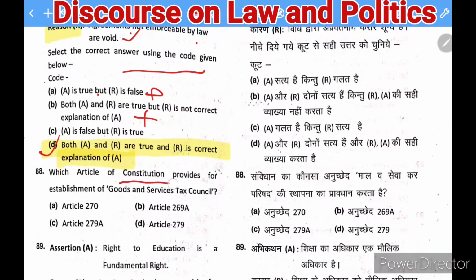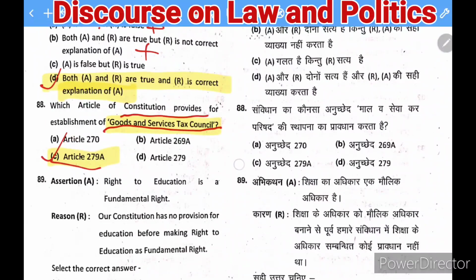Which article of the Constitution provides for the establishment of the Goods and Services Tax Council? Now you all know that, my dear friend, this question is very important. Already I had discussed it with all of you in one of my previous videos. So the right answer to this question is Article 279A. It talks about the GST Council.